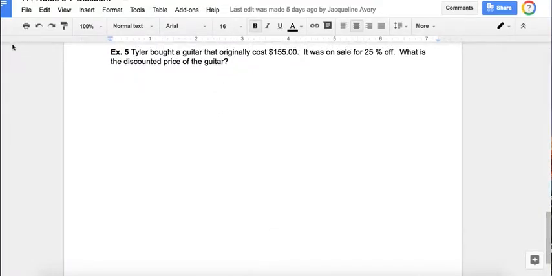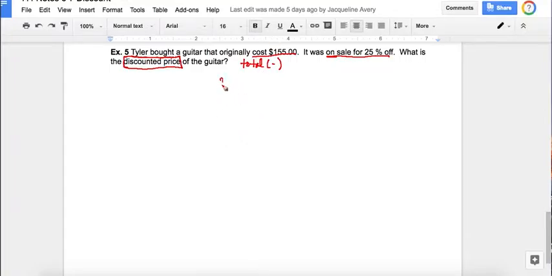Tyler bought a guitar that originally cost $155. It was on sale for 25% off. What is the discounted price of the guitar? So, there's the cost, underline. On sale for 25% off. That tells us we're getting a discount. And it says, what is the discounted price? So what does this phrase right here tell us we want to find? The discount or the total? Hopefully you said total. So write total. And that means we're going to subtract to get the total because we're talking about a discount.